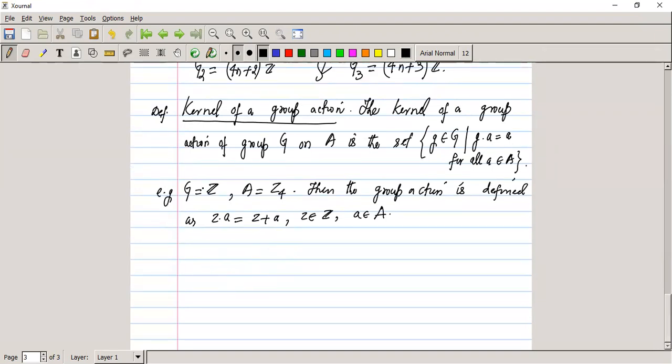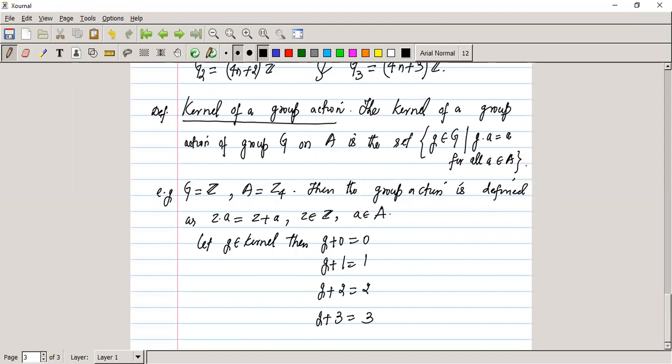So actually the kernel is the set of those elements of G that fix every element of A. So suppose G belongs to the kernel. Then this G must fix all the elements of Z4. Then we must have G plus 0 is equal to 0, G plus 1 is equal to 1, G plus 2 is equal to 2, and G plus 3 is equal to 3. Now we have to verify what are the elements of this Z which satisfy all these four equations.